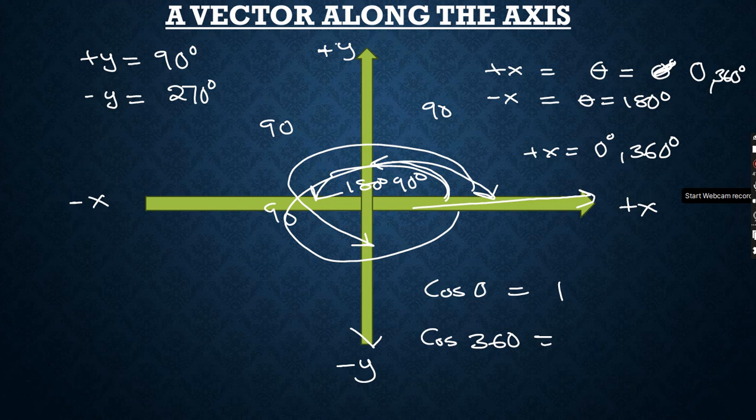Okay, cos 360 is also 1. So this is one and the same. So when you see the vector was just moving in the positive x direction, use either of the two angles, 0 or 360. As simple as that. Let's do the last part now.